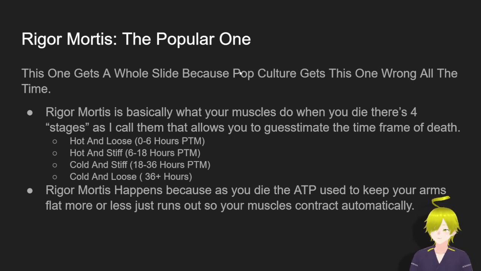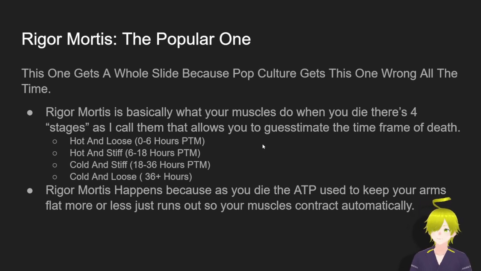Rigor mortis is basically what your muscles do when you die. This is because to keep your arms out flat, your body expends ATP, basically energy, to lengthen your muscles and keep them flat. But when you die, your body goes into anaerobic energy production, aka it just doesn't use oxygen because no lungs to get oxygen and no blood flow to pump oxygen. So your body uses whatever energy it has in store. That's why it doesn't kick in immediately, because it's still hot and loose.